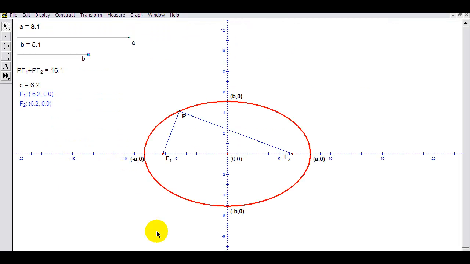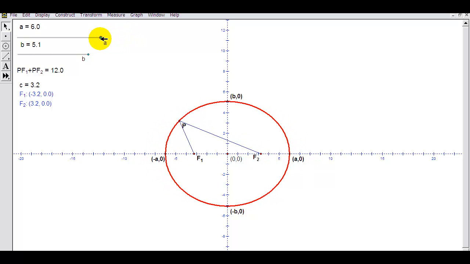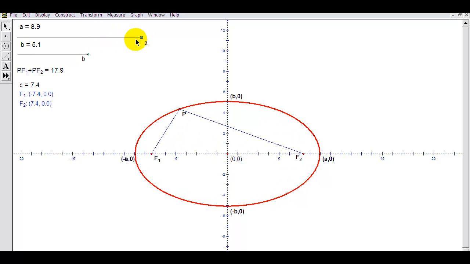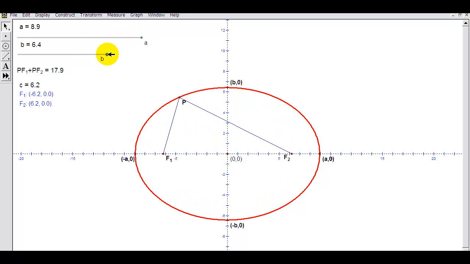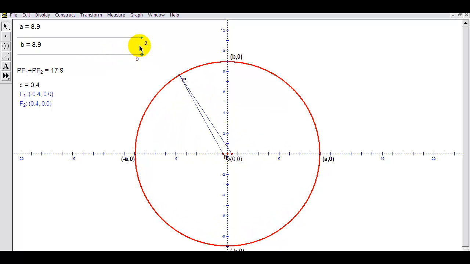So I've got this ellipse, we've got our focus points F1 and F2, major axis is on the x-axis, endpoints of (a, 0), (negative a, 0), and (0, b) and (0, negative b). You'll notice that as my endpoints get closer and closer to being the same, and it really doesn't matter which one it is, our ellipse becomes more circular in nature and comes very, very close to a circle.